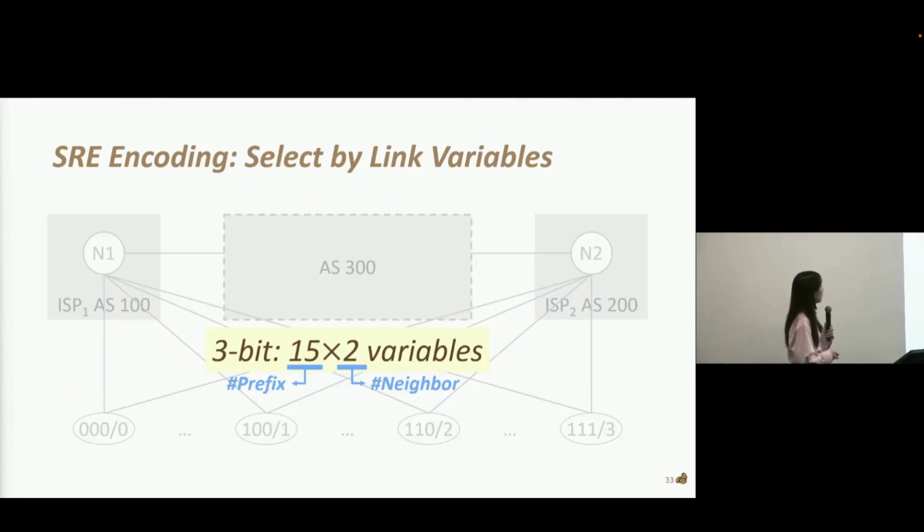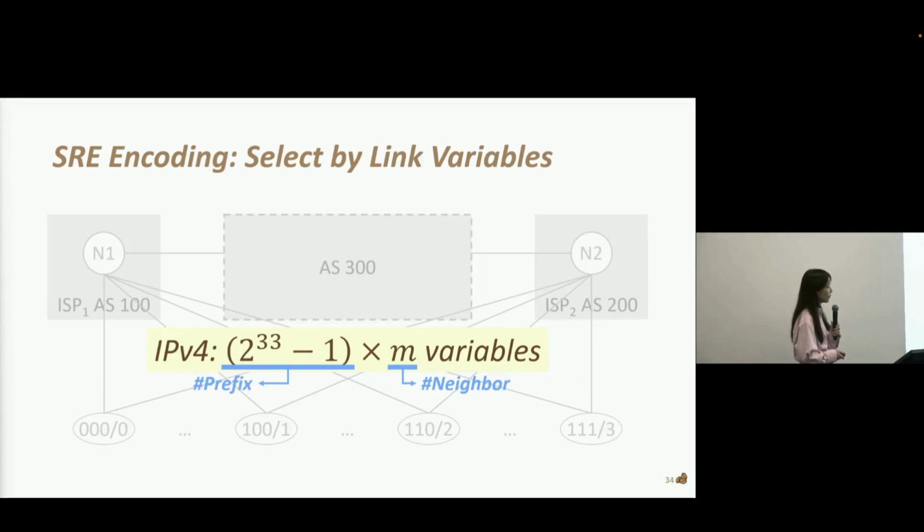This way, for the 3-bit example, we need 30 variables in total. But for IPv4, we still need 2 power 33 minus 1 times m variables, where the first is for prefix and the second m is for neighbors.